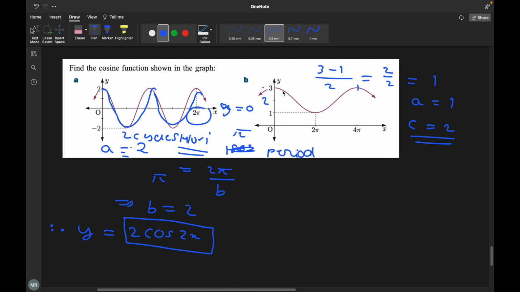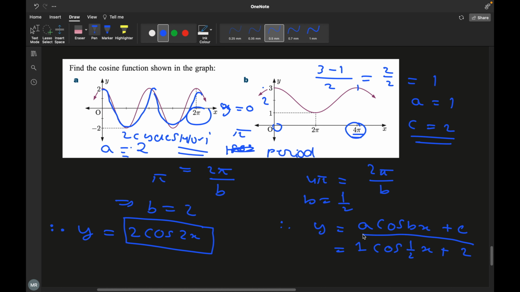We can see that it completes the cycle between 0 and 4 pi. So it takes 4 pi units to finish one full cycle. So therefore, 4 pi equals 2 pi by b. b is therefore 1 by 2. So our final answer would be y equals a cos bx plus c. Now let's substitute the values in. This would be 1 cos 1 divided by 2x plus 2. This is our final answer.